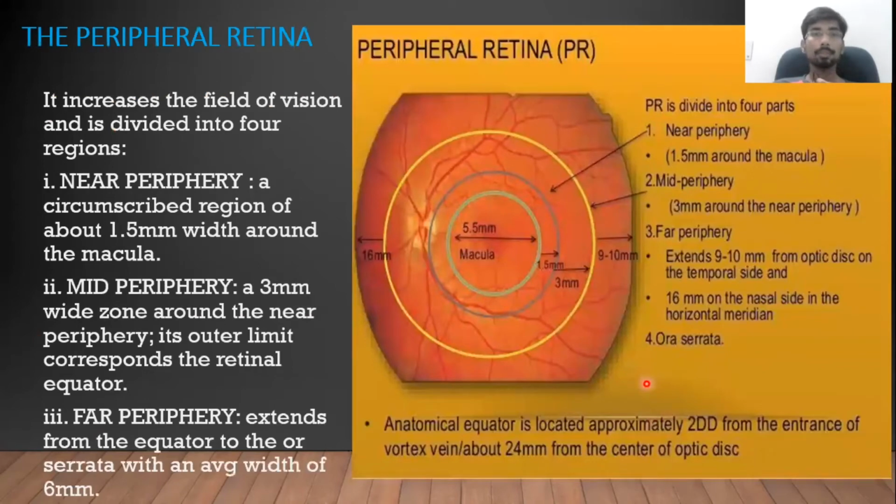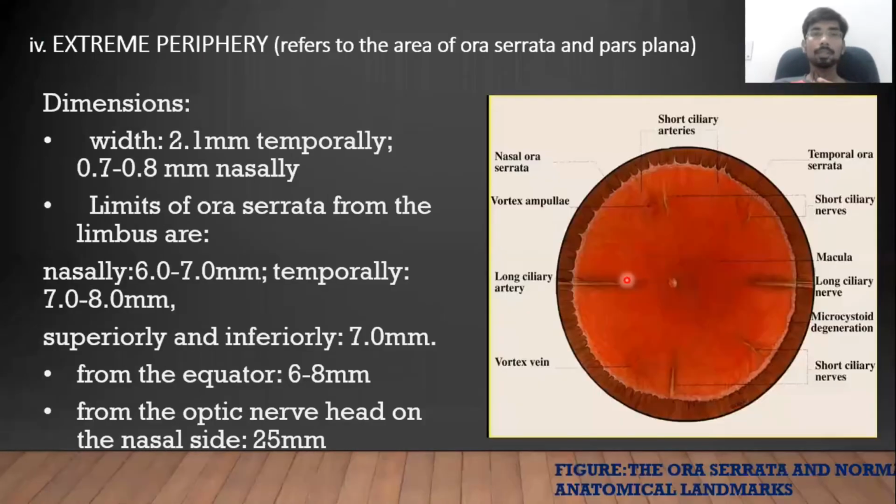So we discussed previously about near periphery, mid periphery and far periphery. Next is extreme periphery dimensions. 2.1 mm temporally and 0.7 to 0.8 mm nasally. Extreme periphery, limits of ora serrata from the limbus are: on the nasal side it is 6 to 7 mm, on the temporal side 7 to 8 mm. Superiorly it is 7 mm and inferiorly 7 mm. From the equator of the eye, limits of ora serrata is 6 to 8 mm.